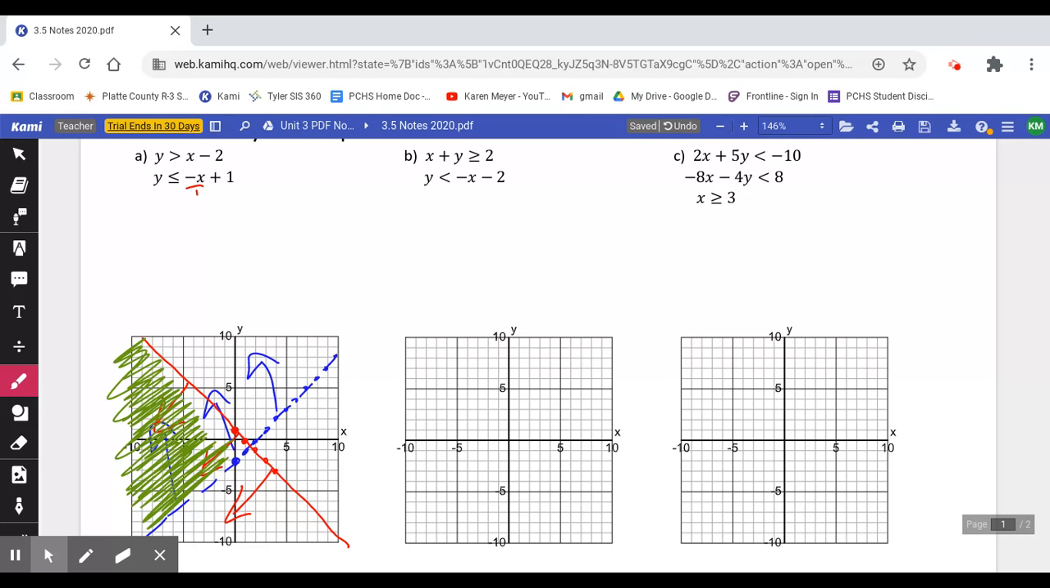Okay, on part B. Got to make it a little bit trickier because you notice the top one's not in slope-intercept form. So move the x over. Y is greater than or equal to negative x plus 2. So start at the y-intercept of 2. Down 1, right 1. Remember, only use the negative 1 time.